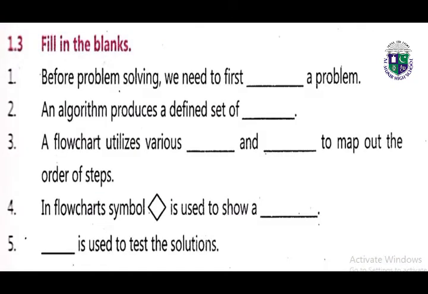Next we have some fill in the blanks. Number 1, before problem solving, we need to first dash a problem. Number 2, an algorithm produces a defined set of dash. Number 3, a flowchart utilizes various dash and dash to map out the order of steps. Number 4, in flowcharts, this symbol is used to show dash, and number 5, dash is used to test the solutions.